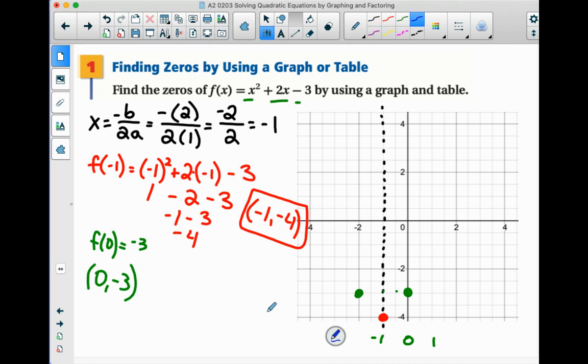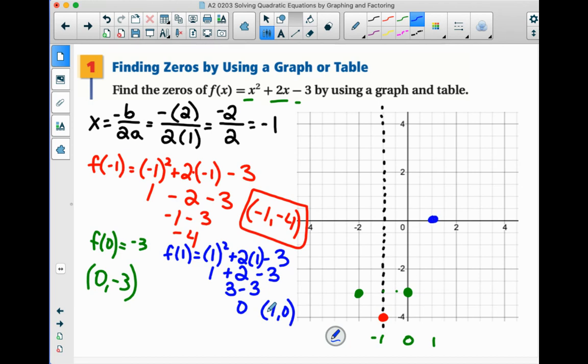And then let's try out 1. f of 1 equals 1 squared plus 2 times 1 minus 3. 1 squared is 1, plus 2, minus 3. 1 plus 2 is 3. Minus 3 is 0. So we have 1, 0. 1, 0 is right here. And if we reflect that the other way, we have this coordinate. So our parabola is set, and we actually have everything we need.